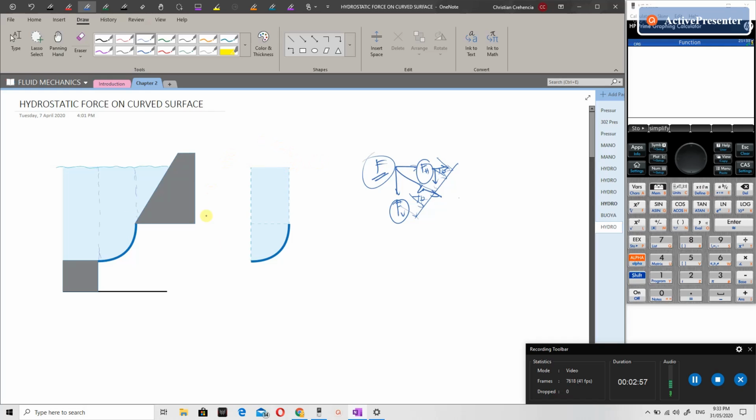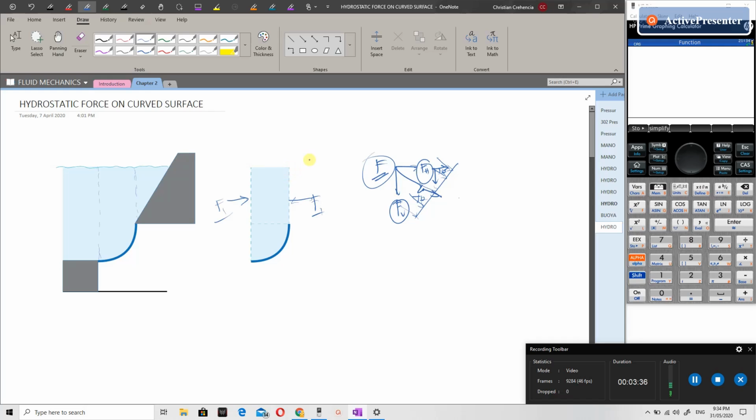If we take a look at this imaginary volume we isolated, we have a horizontal force acting on this area. Since they are the same, we have a force here too. Let's say this is force 1. These two oppose each other, so we can cancel them out. One going to the right, consider that positive, and one going to the left, consider that negative.